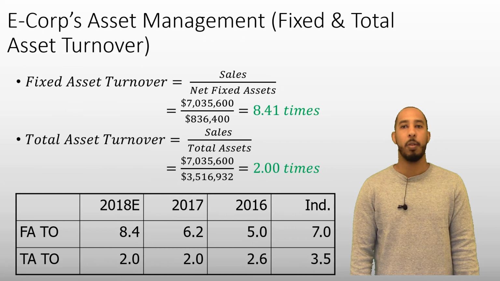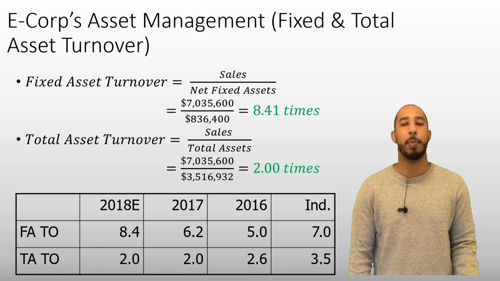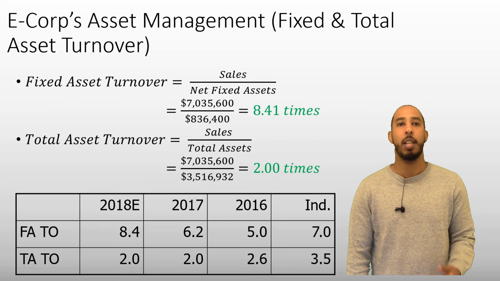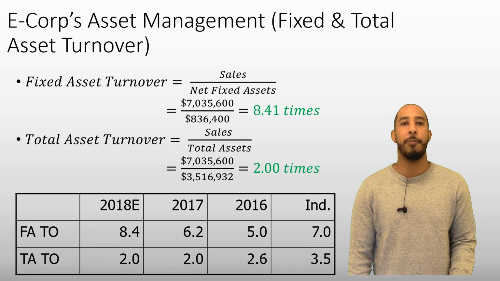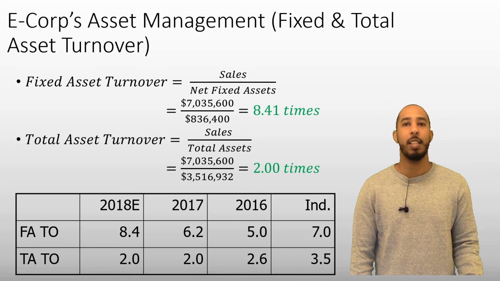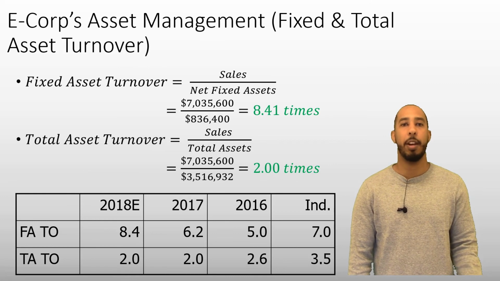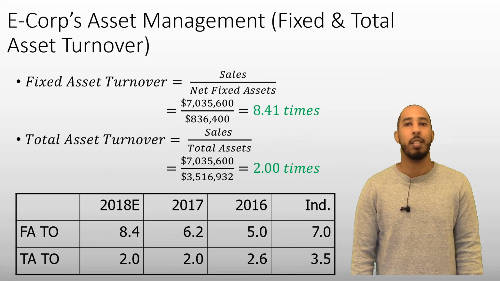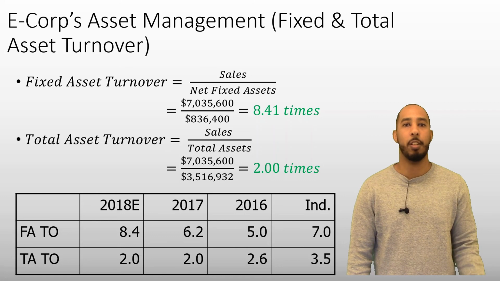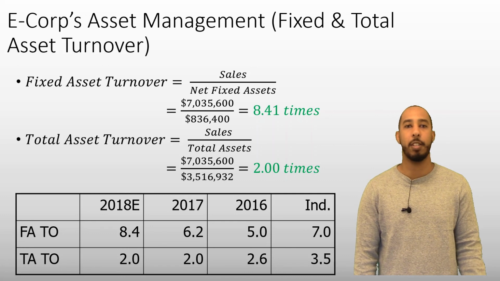Looking at E Corp, we can see that their fixed asset turnover has been trending upwards over time. They're becoming more efficient in using their fixed assets to generate sales as time goes on. And in 2018, they're more efficient than their industry competitors. However, total asset turnover isn't looking as good. They're becoming less efficient in using their total assets to generate sales, and they're lagging behind their competitors.